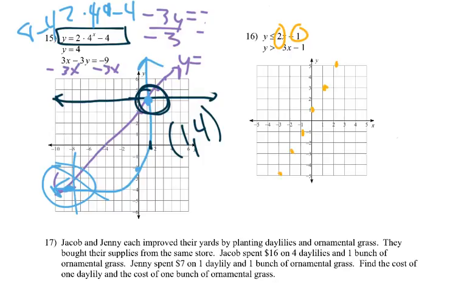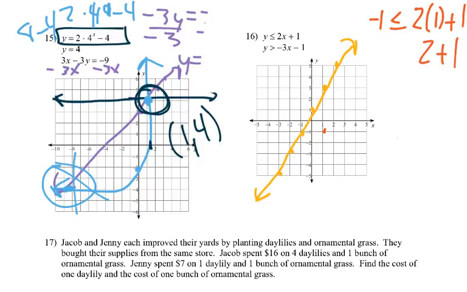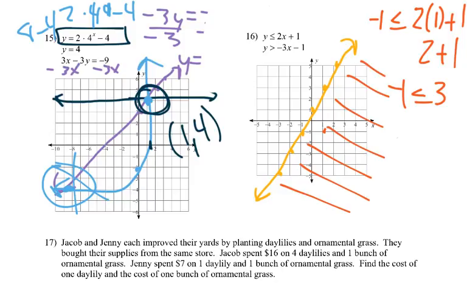Then we have to say it's a solid line because it's got the equal to. Which side do we shade? Pick a test point. Usually we like (0, 0), but I'll do (1, negative 1). So negative 1 for y, 1 for x. See if it's true or not. So we get 3, negative 1 is less than or equal to 3, that's true. So we shade that same side as our test point.